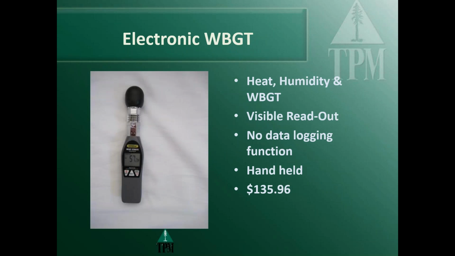So this is what the WBGT, wet bulb globe, looks like. It'll tell you what the heat is, what the humidity is, and it'll also tell you what the index is, the wet bulb globe temperature index, right there. This particular one doesn't have a data logging function. You can buy them that have it, and you can record for quite a bit of time if you want to. It's just a little handheld thing.